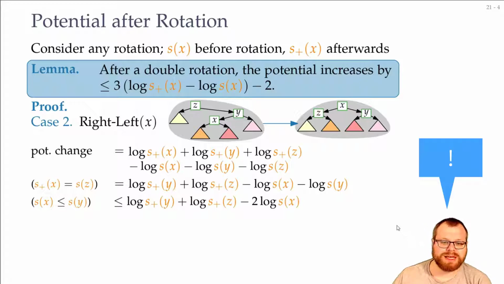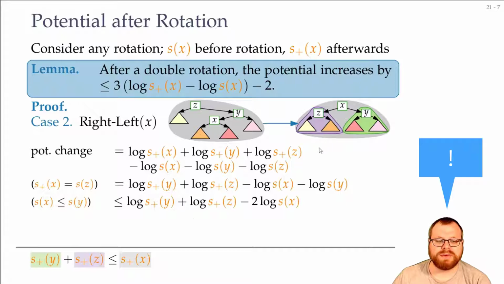We'll do something again similar. So we look at this green tree here of the y, which is this part here. And we look at the purple part here, which is this part here. Now we have the same as before. This green plus this purple is at most this gray.